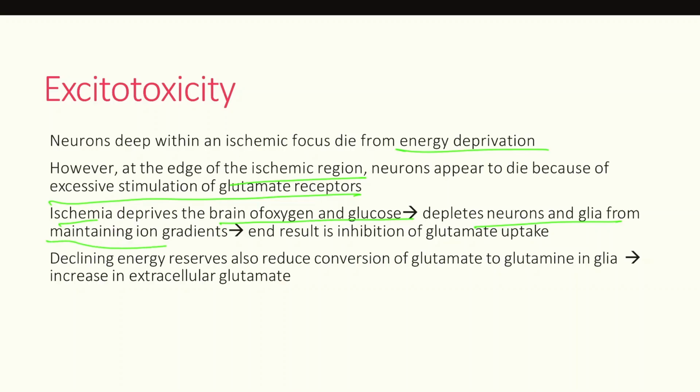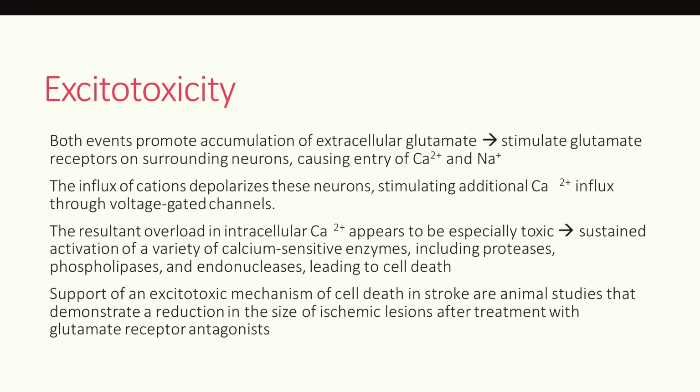It depletes neurons and glia from maintaining ion gradients, and results in inhibition of glutamate uptake. What's going to happen to all that glutamate? It's going to stay in the synaptic cleft, continuing to stimulate because we're not degrading it anymore. So it's going to build up in the cleft, continue to stimulate and overexcite those tissues. Declining energy reserves also reduce conversion of glutamate to glutamine in glia. Again, all this is increasing glutamate on the outside. We don't want the excess glutamate.